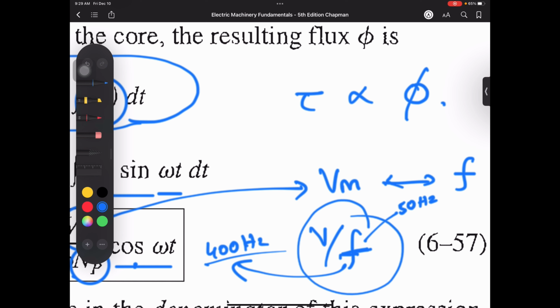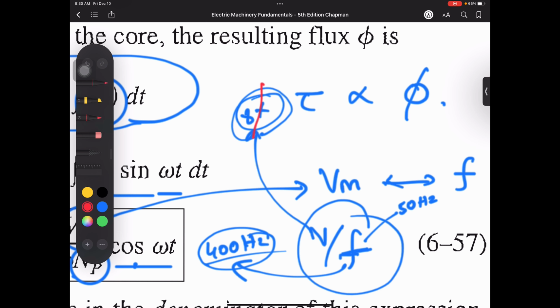Now the problem over here: if you have made the frequency 400 hertz, it means you have to multiply the voltage 8 times as well. Now if you give a machine 8 times more voltage, it will get damaged. Its insulation is not made for that purpose. So unless and until your machine is designed for that voltage, then you are going to do this. Otherwise, you are not allowed to do this in your machine.